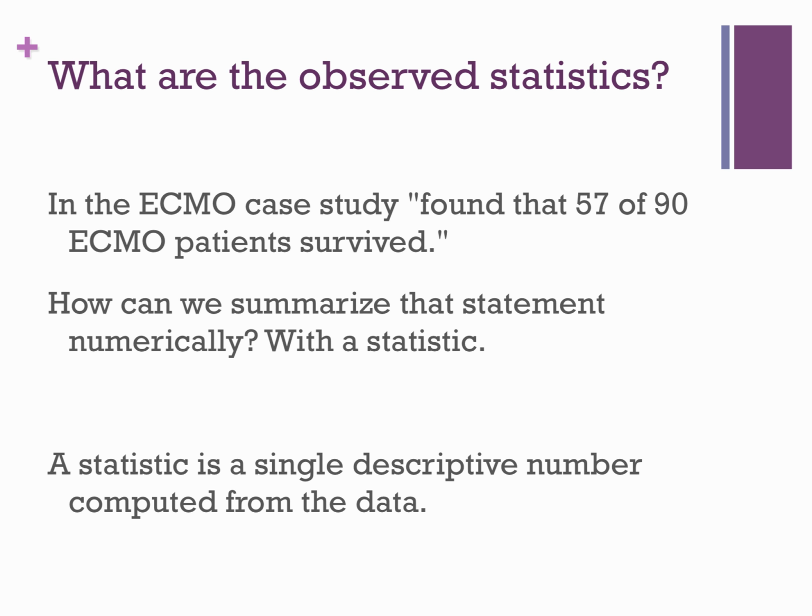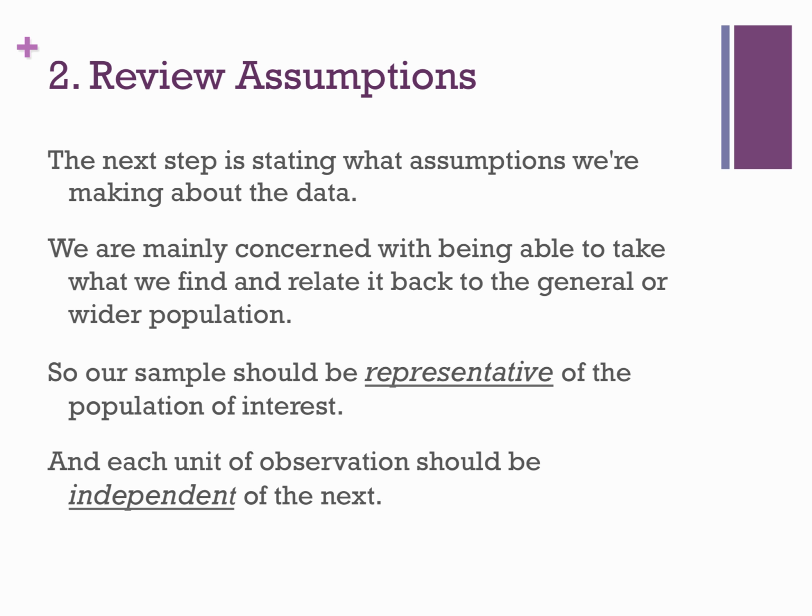So what are the observed statistics? In the ECMO case study, remember, for acute respiratory distress syndrome, or ARDS, they found that 57 of 90 ECMO patients survived. And remember, survival in that paper was defined as being alive at 6 months without any serious, long-lasting effects. So how are we going to summarize the statement of 57 out of 90? We will use a statistic. A statistic is very simply a single descriptive number computed from the data. In our case, it will be a proportion.